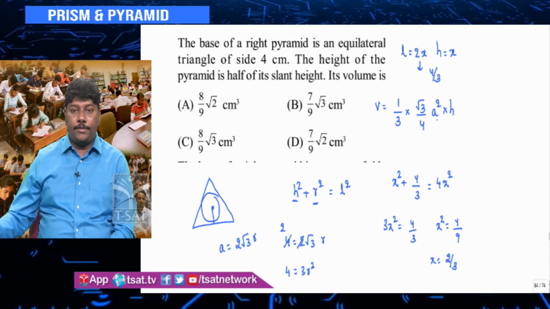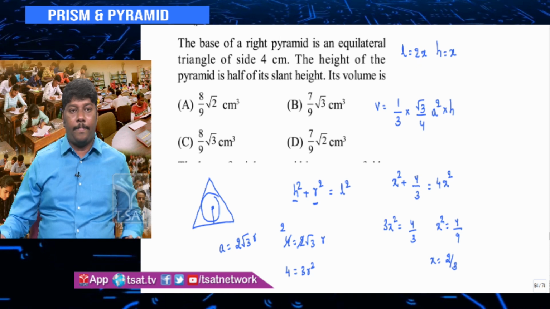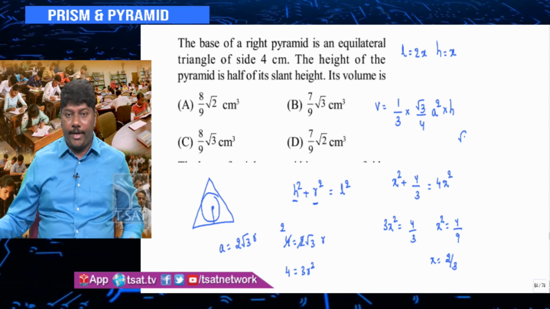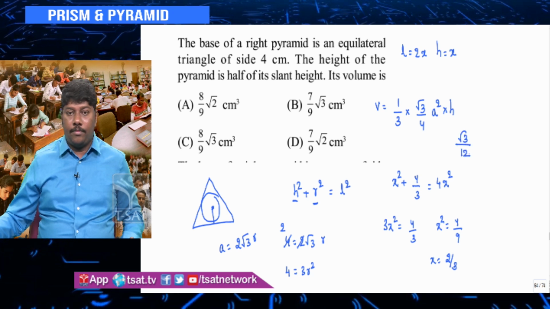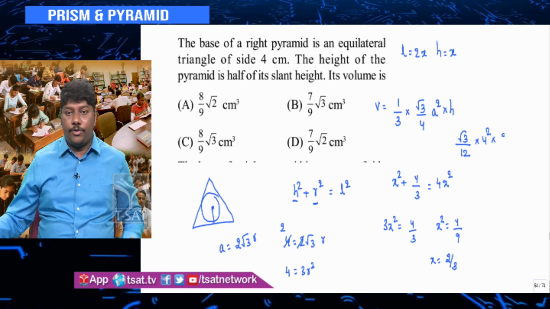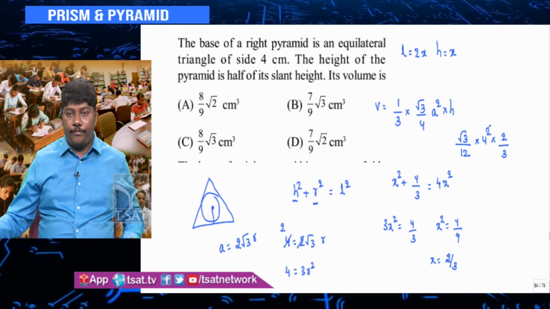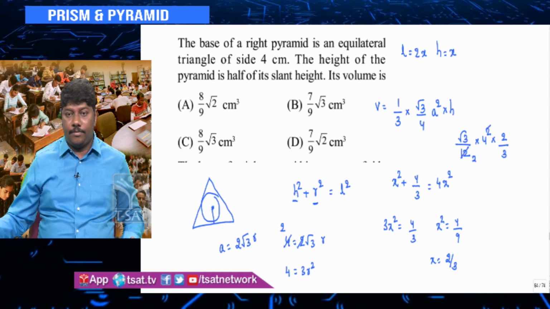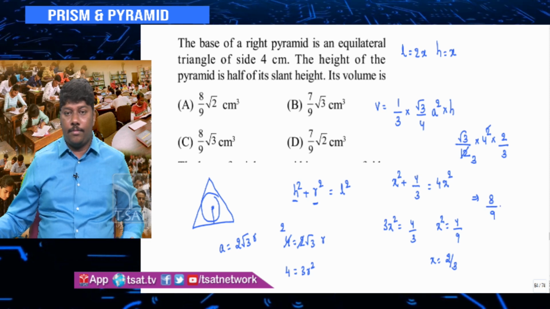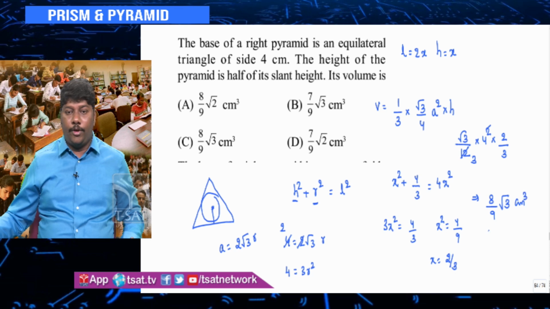We do not need the slant height; the h value is enough. Volume is 1/3 into √3/4 into a square, where a is 4, into height 2/3. Cancel everything possible, and you get 8/9 √3 centimeter cube as the volume.